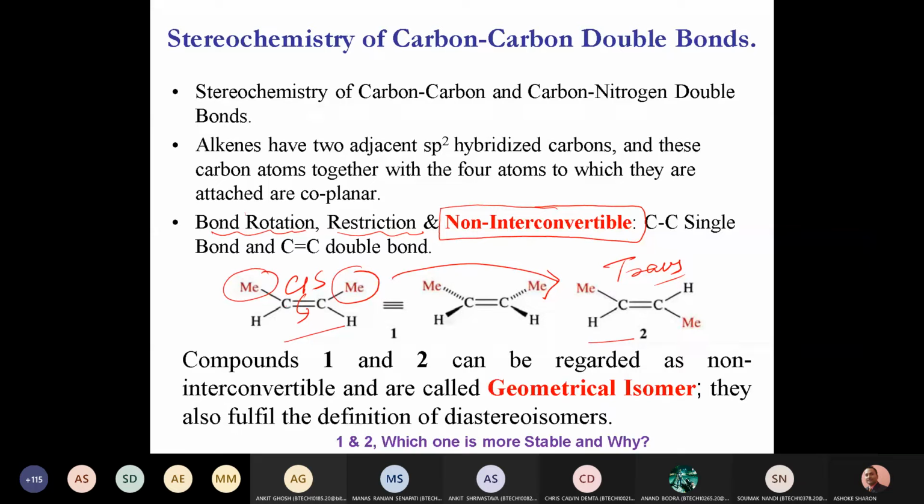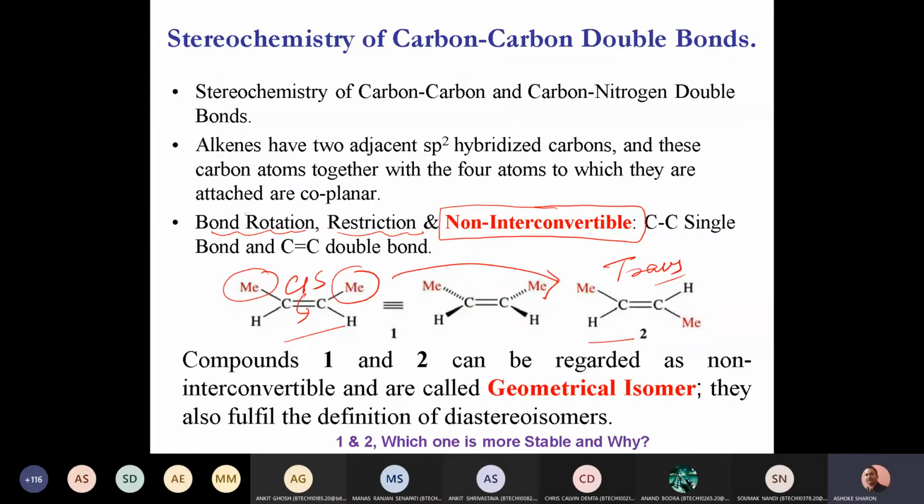Now my next question, 1 and 2, which one is more stable? Why is 2 more stable? Good. You all know very well the answer. Yes, trans is more stable, but less repulsion. I agree.